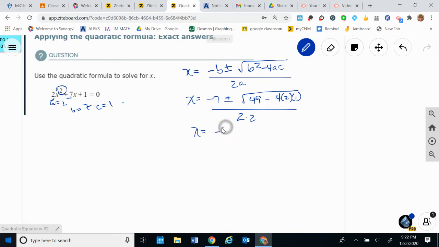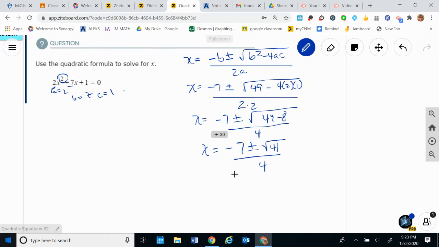So x equals negative 7 plus or minus the square root of 49 minus 8 all over 4. X is equal to negative 7 plus or minus the square root of 49 minus 8, which is 41, all over 4. And that's your answer right there. There's no more simplification. There's nothing that goes into 41. It's prime. 7 and 4 have nothing in common, and there's nothing outside here. So you couldn't do it anyway unless there was something else right here. Those are your answers. All right, next.